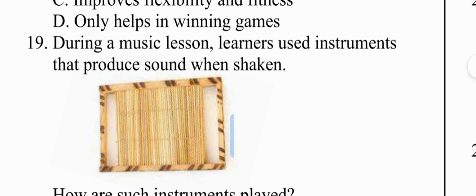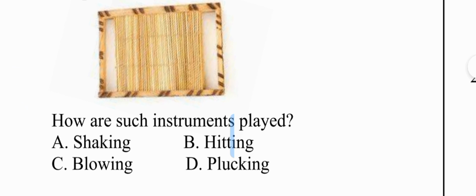Number 19. During a music lesson, learners used instruments that produce sound when shaken. You see the instrument there. So how are such instruments played? These ones are shaken. The instruments are played by shaking. The correct answer is A.